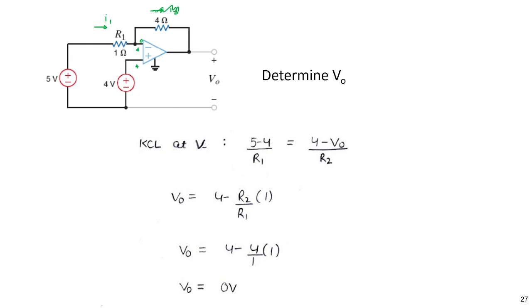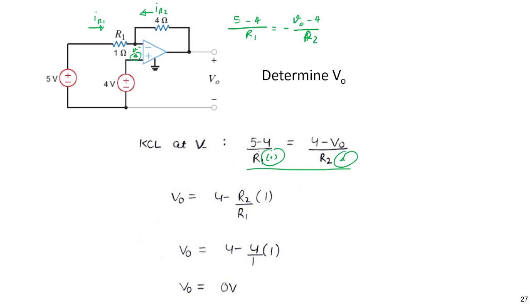Or if we analyze as before, this is IR1, this is IR2 here. So 5 minus, this is V negative, right? It is equal to 4 now. 5 minus 4 divided by R1 equals minus V out minus 4 divided by 4 ohm, right? Here, this is the same. Then we substitute R1 by 1 ohm and R2 by 4 ohm. Oh, sorry, this R2. We get like this.